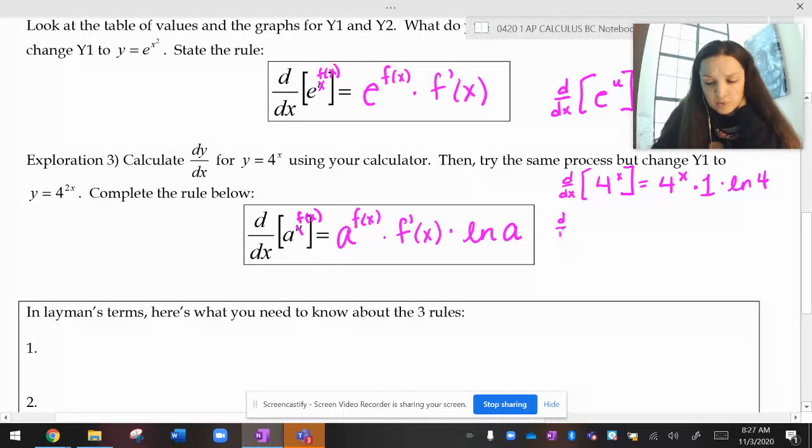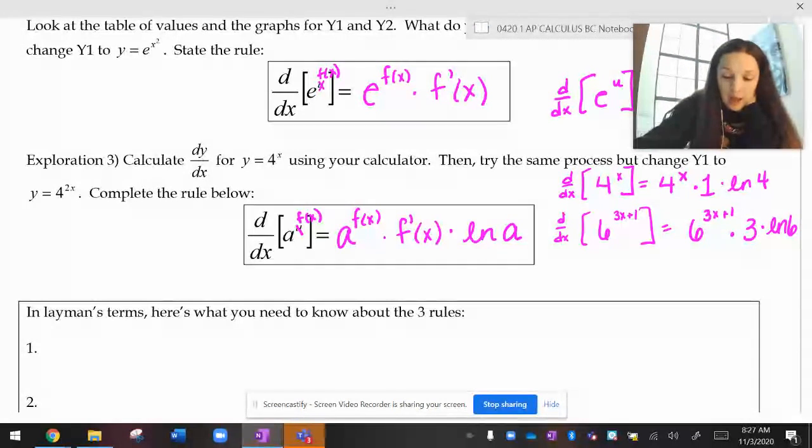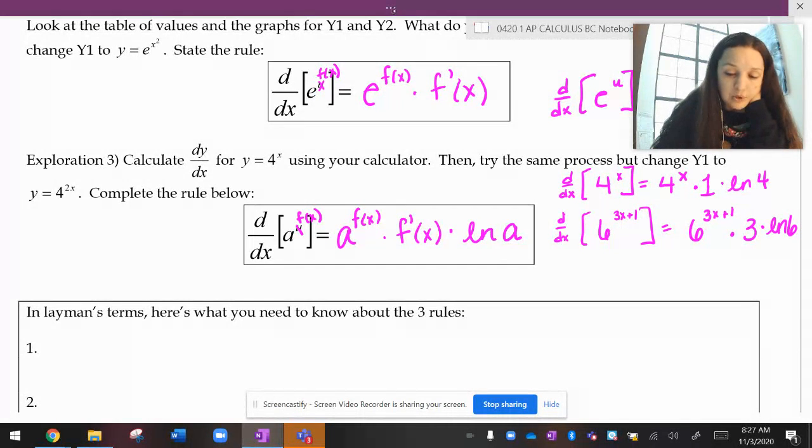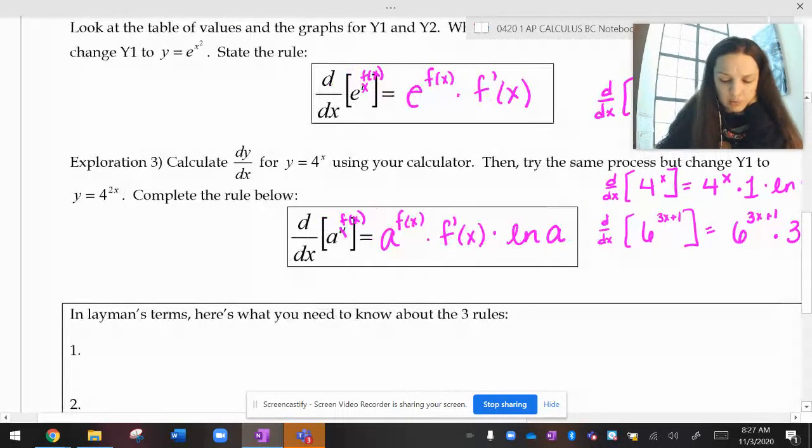If I had to take the derivative of 6 to the 3x plus 1, that derivative would be itself times the derivative of the exponent times the ln of the base. That's what that rule means. Now, why is that rule the way it is? I will show you. Now, what I'm about to do is nice to know. It's not what I would call need to know, but you should understand it when I go over it.